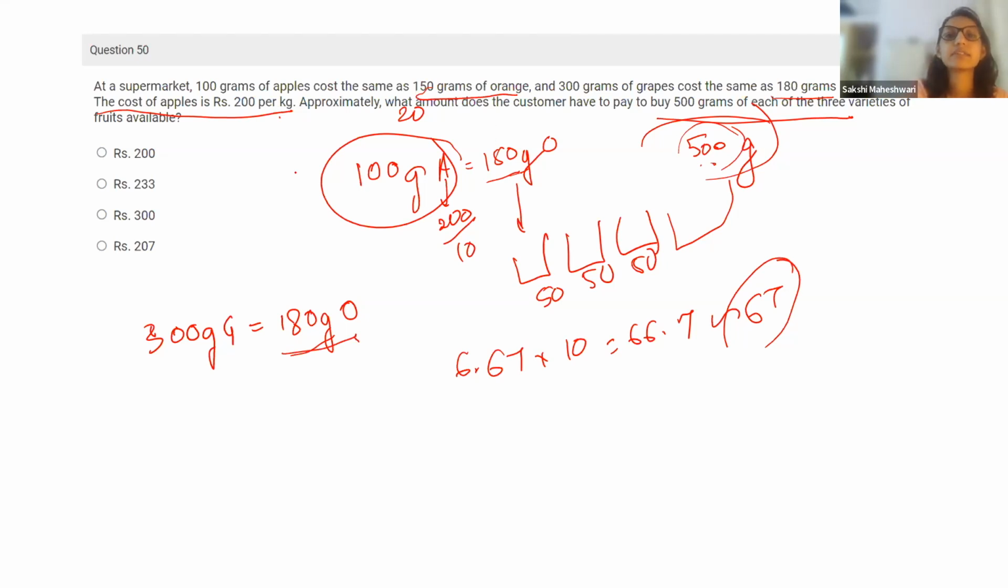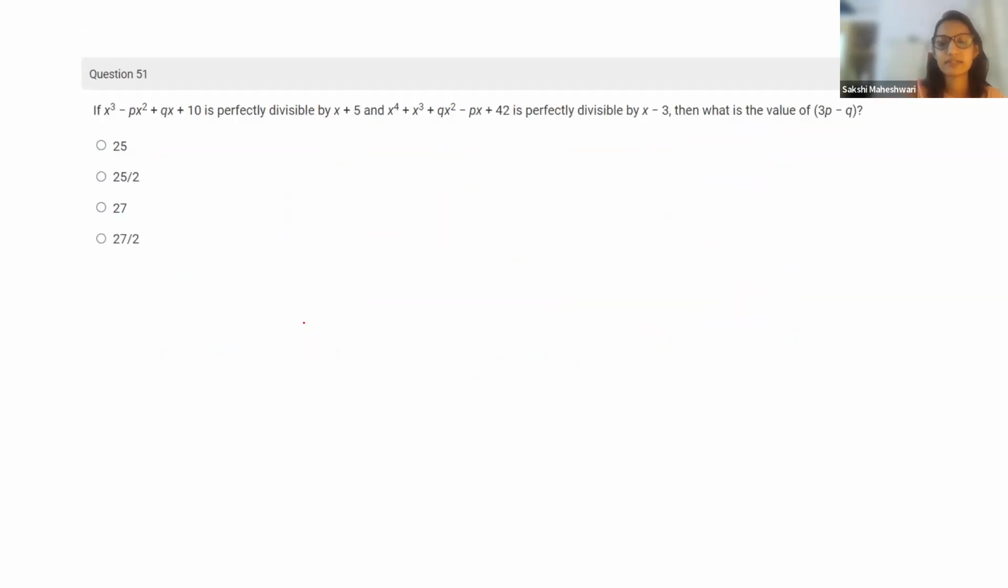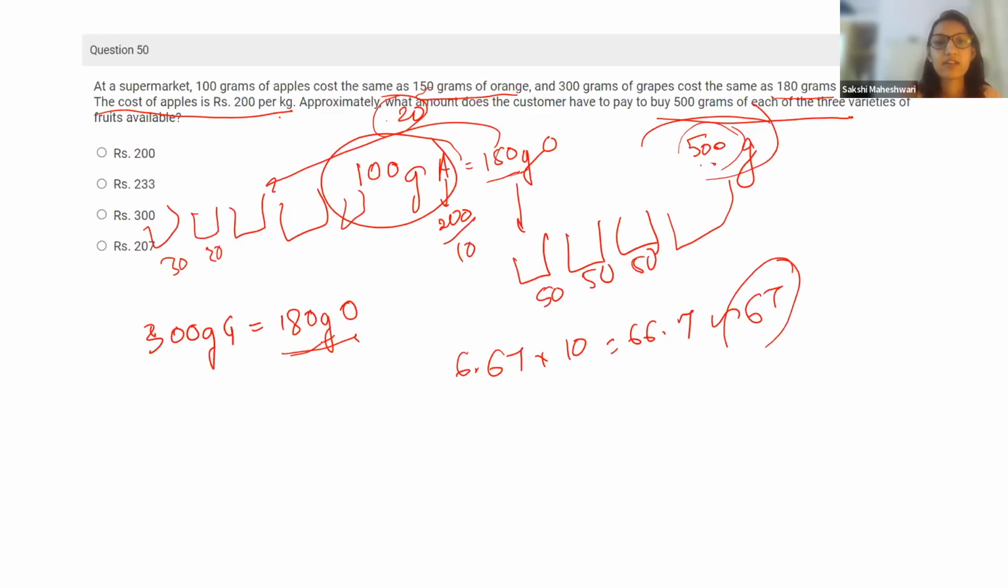So assume now that it is 30, 5 baskets of 30. And those 5 baskets are costing you 20. So each basket will cost you rupees 4, and you need here six baskets, right? So that gives you 6 into 4, so 24 rupees. That means 300 grams of grapes is costing you rupees 24.